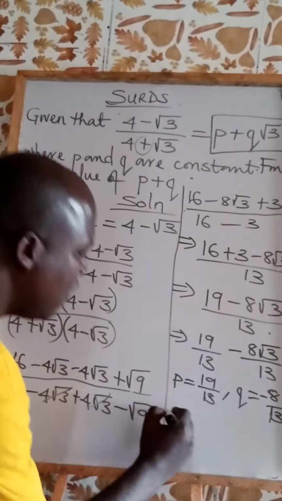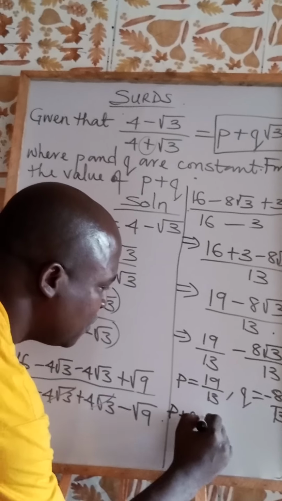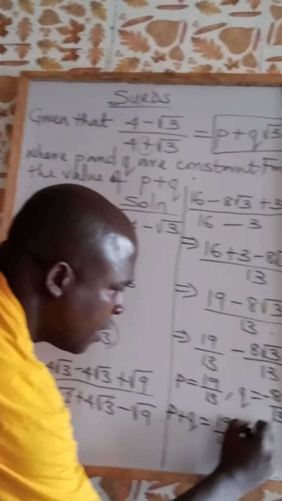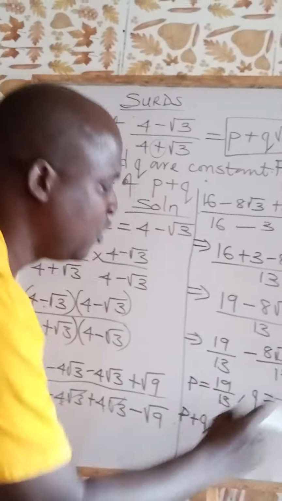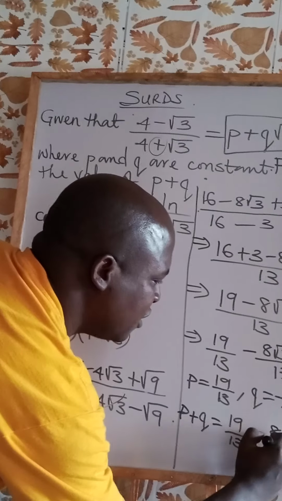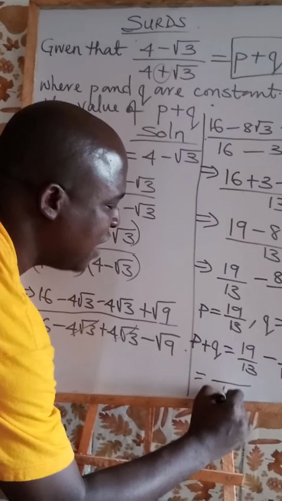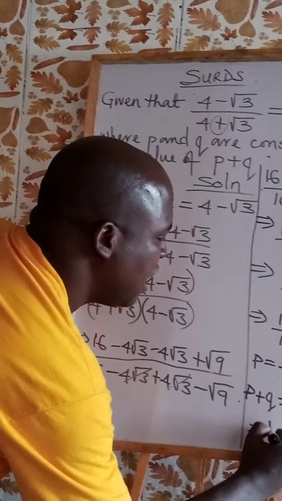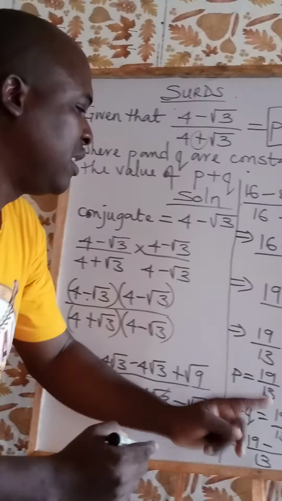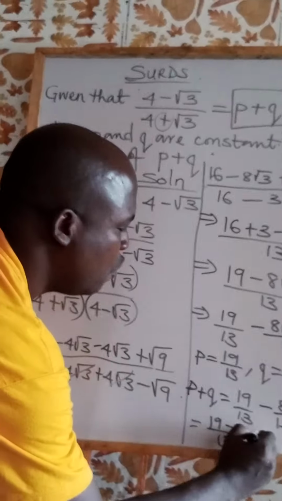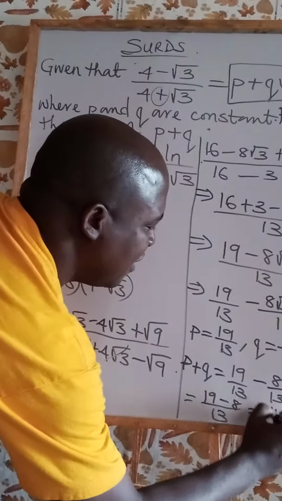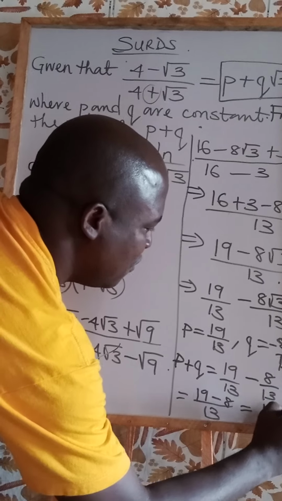The question is that we should find the value of P plus Q. So P plus Q will be 19 all over 13 plus minus, of course, plus times minus will give us minus, so you have minus 8 all over 13. Since the bases are the same, the LCM will be 13. So 13 in 13 will give us 1 times 19. We have 19 there, minus 13 in 13, 1 times 8, which is 8. So what is 19 minus 8? 19 minus 8 will give us 11. So the answer will be 11 all over 13.